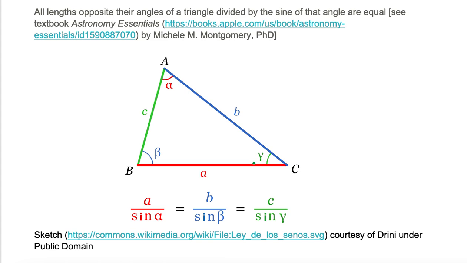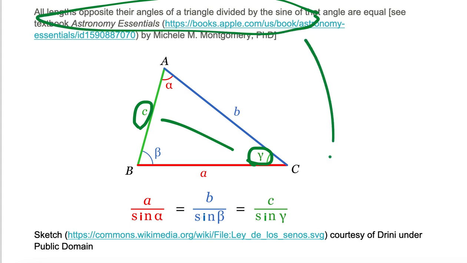The law of sines says that all lengths opposite their angles of a triangle divided by the sine of that angle are equal. So we see that side A divided by sine alpha is equal to side B divided by sine of beta, which is equal to side C divided by sine of gamma.